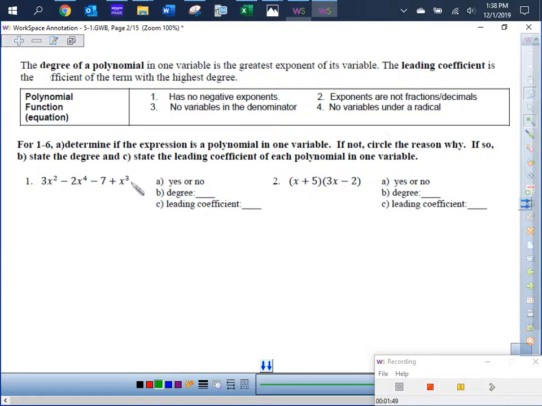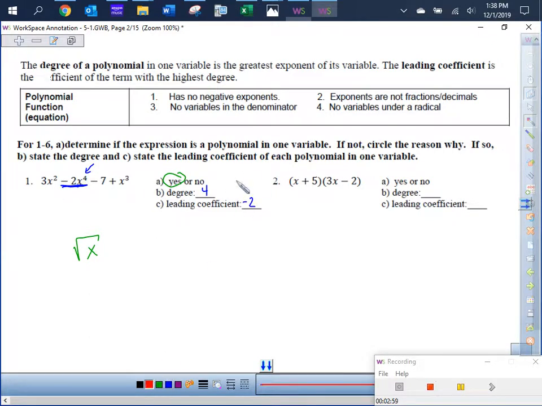So if we look at number 1, yes, nothing but x's, all in one variable. Now, does it meet these 4 rules? Any negative exponents? Nope. Any exponents that are fractions or decimals, like rational exponents? Nope. No variables in the denominator, that's good. And you don't have any variables underneath the radical, like the square root of x or anything like that. So yes, this is a polynomial in one variable. Then they say find its degree and leading coefficient. Well, it's not necessarily typed in standard form, so you have to find the term with the biggest exponent. That's got a degree of 4, and its leading coefficient is negative 2.